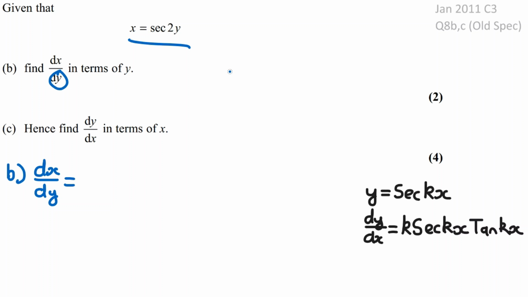And remember, you're given in the formula booklet that if y is equal to sec of kx, then dy over dx is equal to this here. So if we differentiate this, it's just going to be the k being equal to the 2 here, and the y swapped for the x. So dx over dy of this here is going to be 2 sec of 2y tan of 2y.